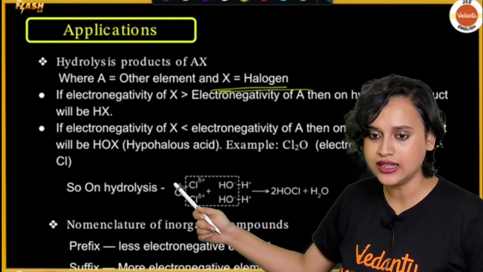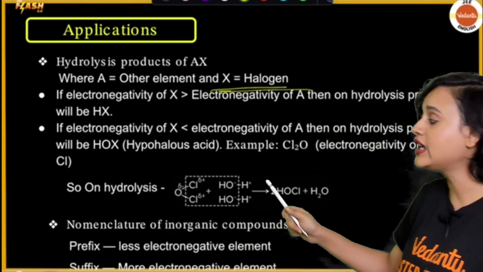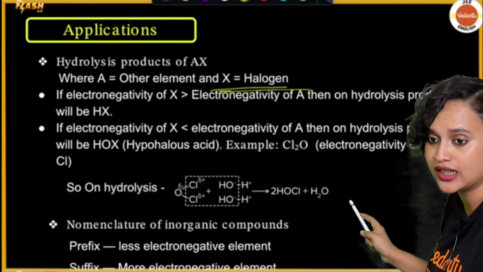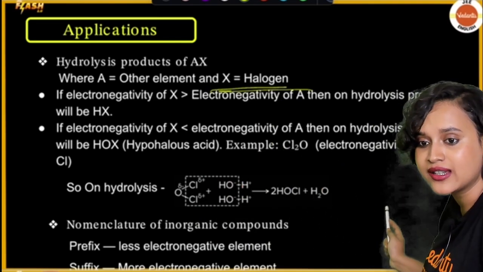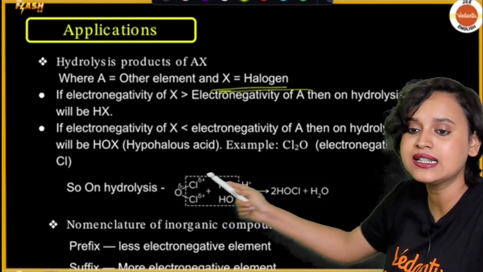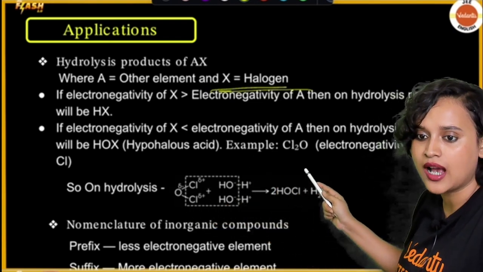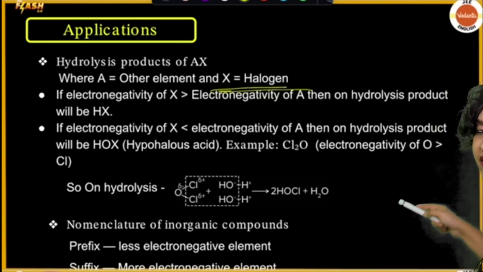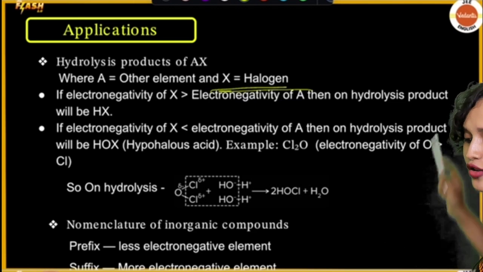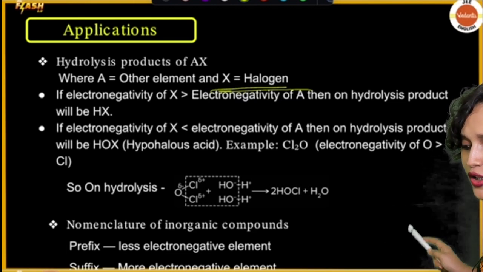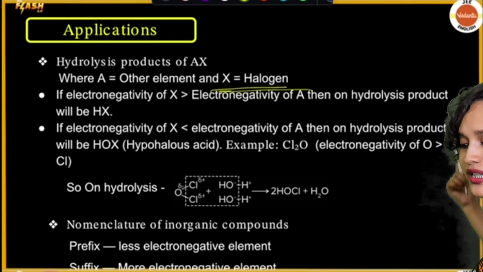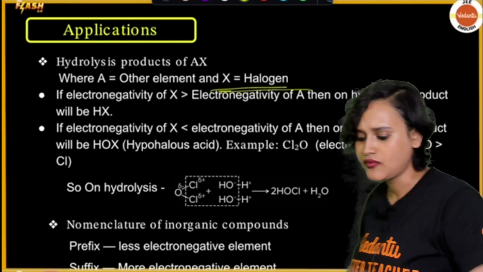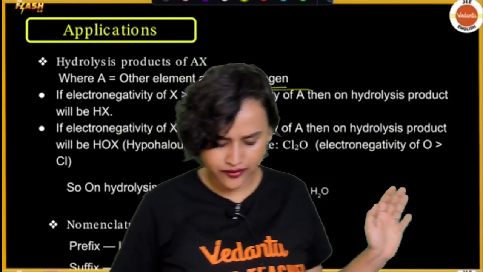But if the electronegativity of the halogen is lesser than the electronegativity of the other element, then on hydrolysis you will get a hypohalous acid. For example, you will get Cl2O, where the electronegativity of oxygen is greater than Cl. So on hydrolysis of Cl2O, you will get 2HOCl plus H2O. Now, nomenclature of inorganic compounds, you don't have to read it, forget about it.